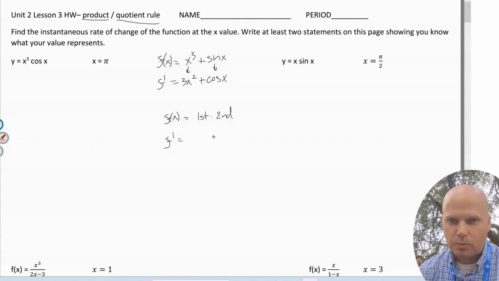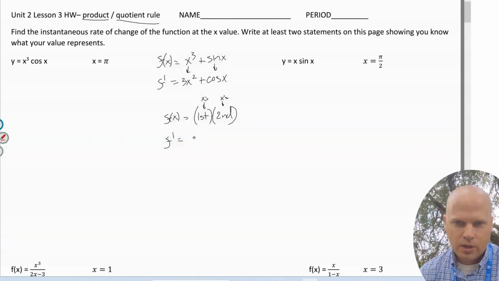When you're multiplying, we have to use what's called the product rule, which says make sure you have x's times x's. Make sure these have x's. Make sure these have x's. If they're constants, we don't have to worry about this, and we'll talk about that later in the lesson. The slopes are going to be the slopes of the first times the second plus the slopes of the second times the first.